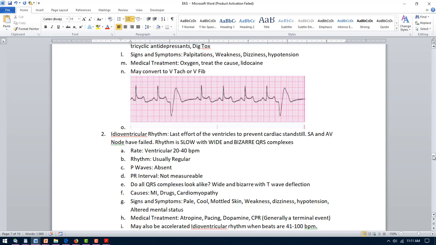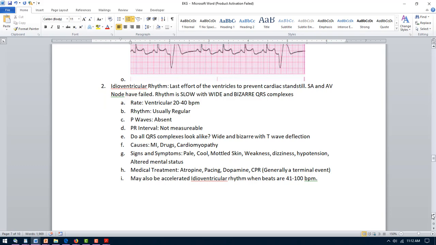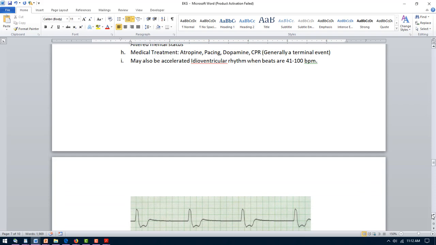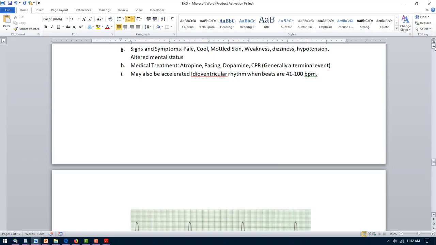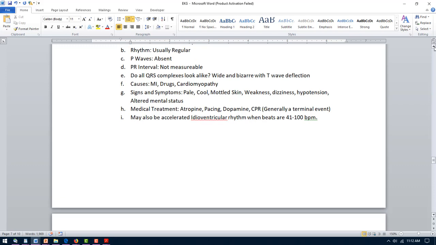So all you see is the QRS. The rhythm usually is pretty regular. Since the atria aren't contracting anymore, there are no P waves, there's no PR interval. There are wide and bizarre QRSs, and the T wave, in this case, is called deflection, it's upside down. And these people are very close to dying. This is where we're going to give atropine, pacing, dopamine, CPR, because generally this is when they pass, right before they pass away.